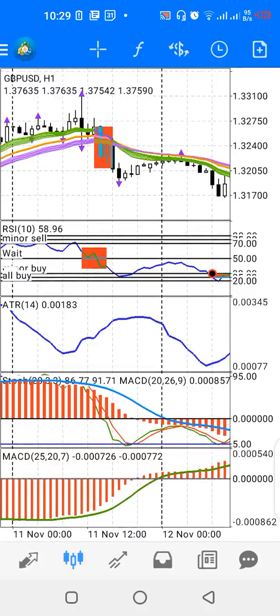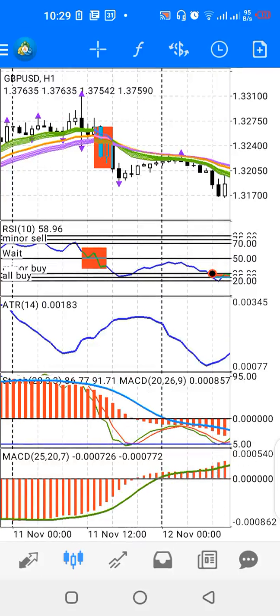Same thing if the RSI line is rising, like it's rising around here, and your ATR line is also rising, that's a good confirmation for you to buy. But for this particular example, the ATR line is falling, so you may just use other indicator windows to place your trade. Now let's go to the next indicator window.